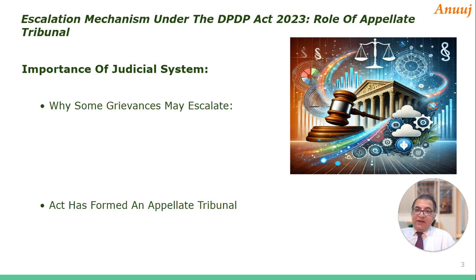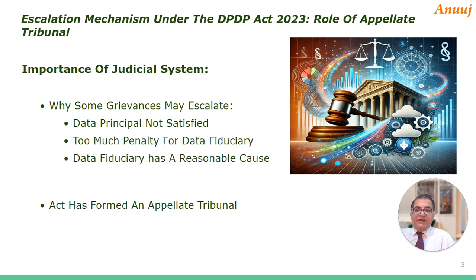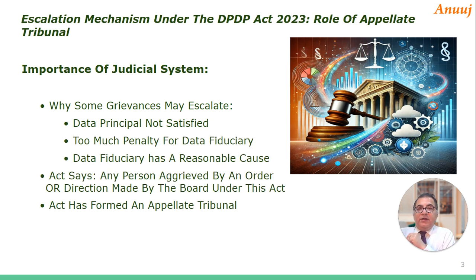Some grievances are likely to get escalated. What kind of grievances are likely to get escalated? Principals are not satisfied with the kind of decision taken. They were expecting a different decision. They think their rights have not been honored well. There is too much penalty on the fiduciary. The fiduciary is not satisfied. The fiduciary has some reasonable cause, a technology issue or understanding issue or something. Similarly, a principal could have an understanding issue and they are not satisfied with the decision that the board has taken.